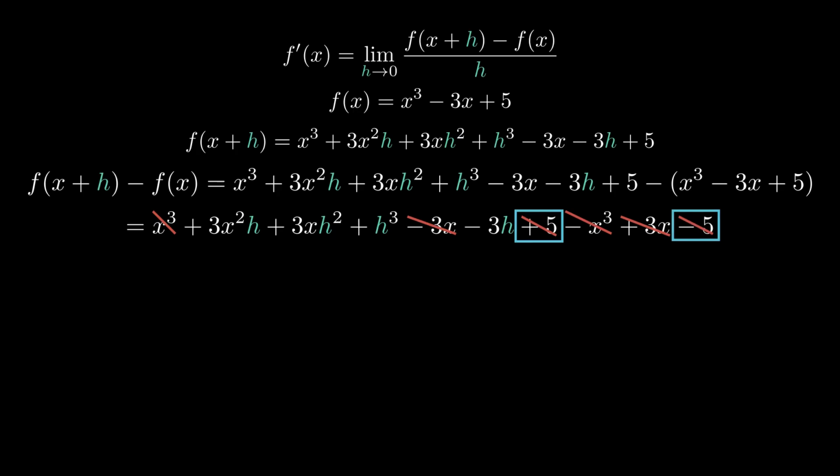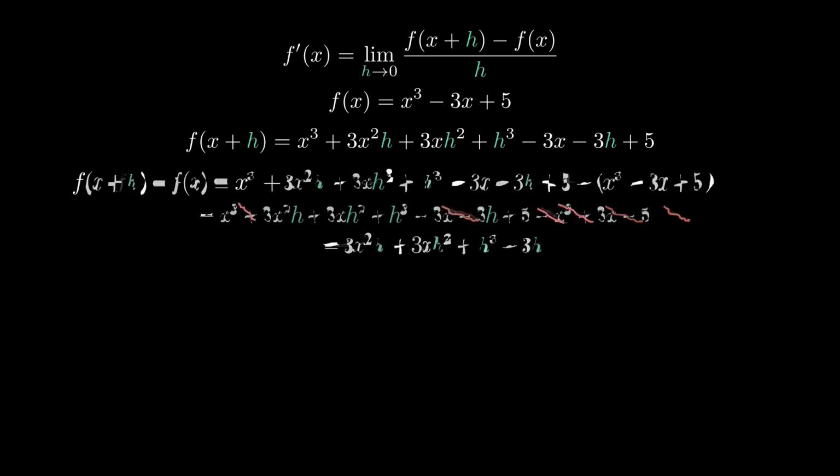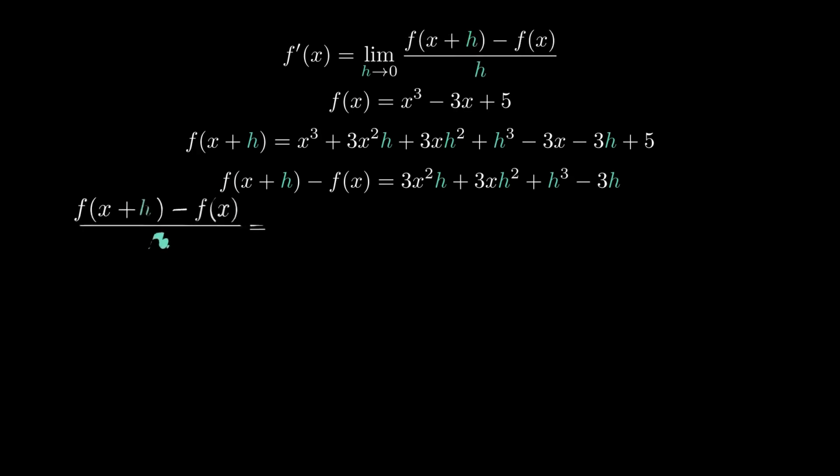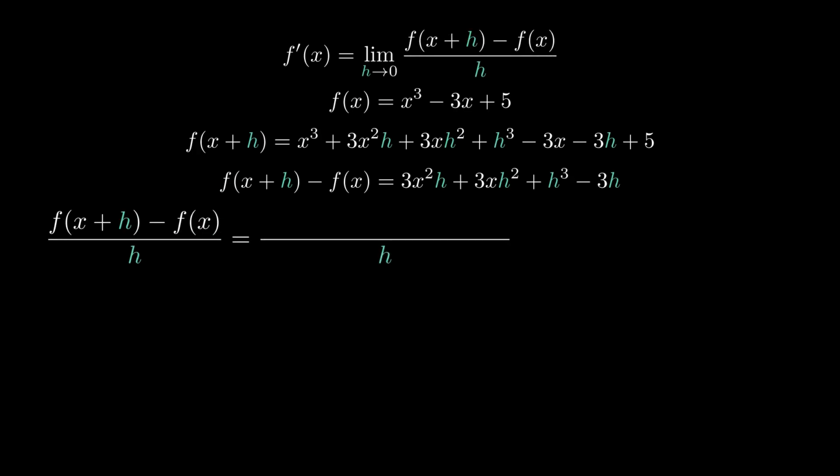So when we clean this up, we'll be left with 3 times x squared times h plus 3 times x times h squared plus h cubed minus 3 times h. Okay, so next step is we are going to take this result that we got, and we're now going to divide that all by h, okay? So when we do that, we'll be left with 3 times x squared times h plus 3 times x times h squared plus h cubed minus 3 times h all over h. So we're essentially now calculating f of x plus h minus f of x all over h, okay?